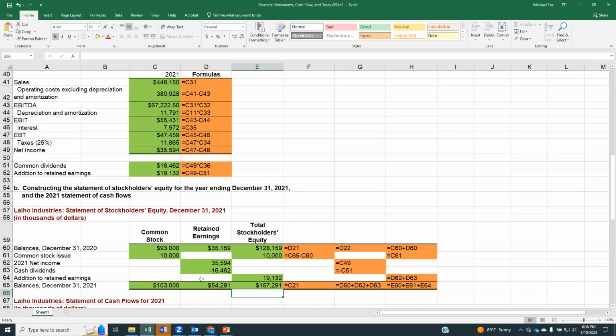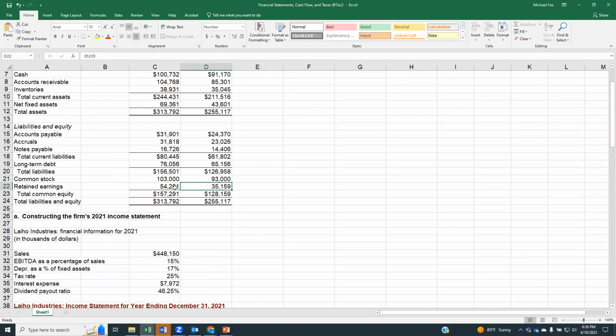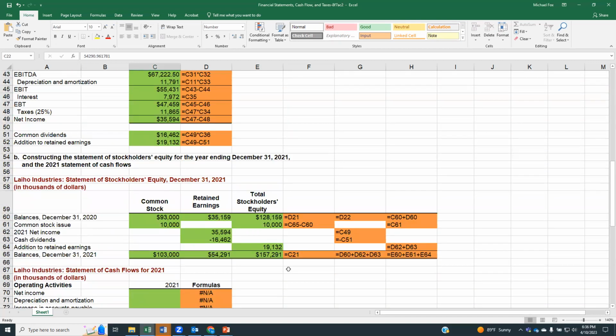And we could double check these on our balance sheet. This just shows how we got the numbers, but our balance sheet shows us that our retained earnings went from 35,159, so it went up to 54,291. So those match.